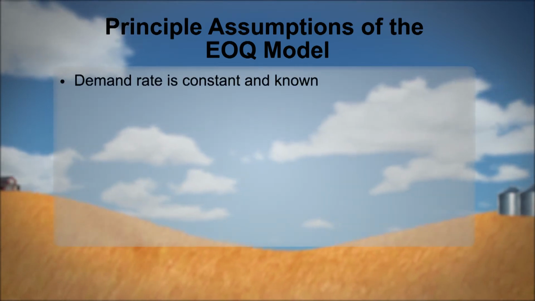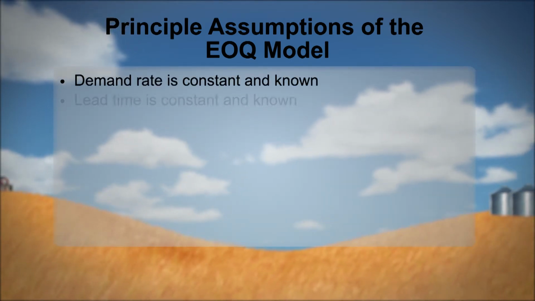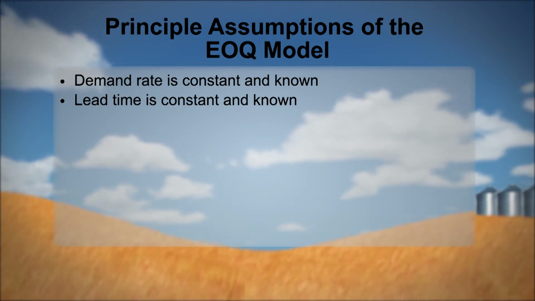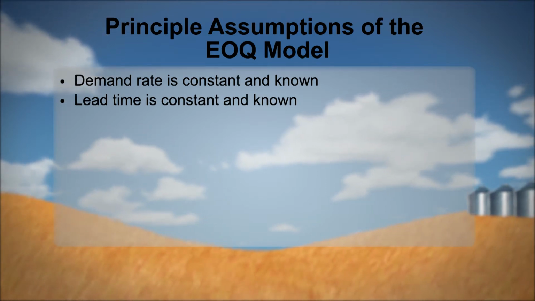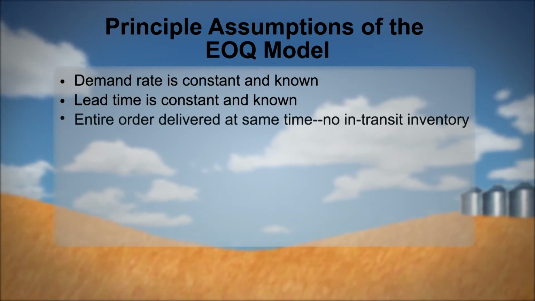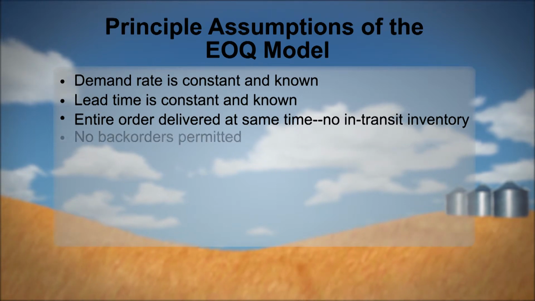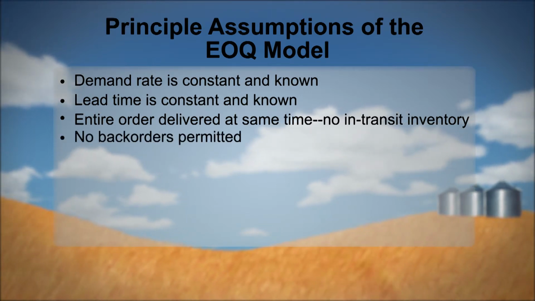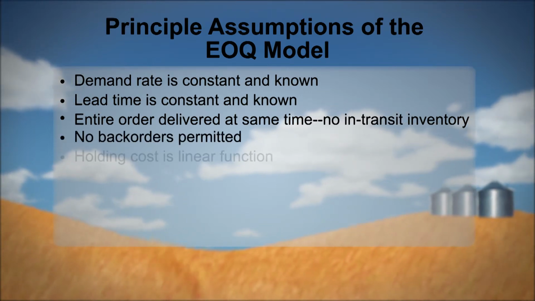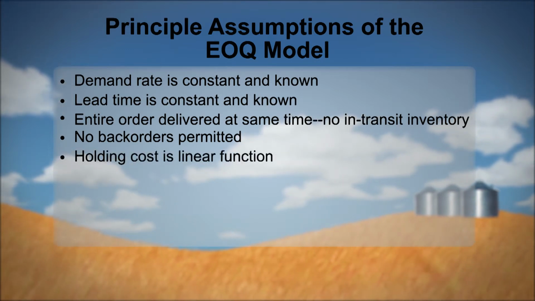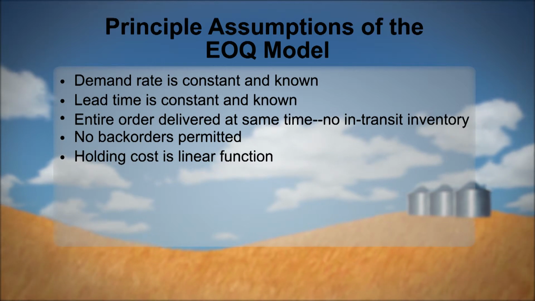First, we assume that our demand rate is constant and known, as is our lead time. If both these items are constant, all we have to do is hold cycle stock. We'll also assume that all orders will be delivered completely to the same location. No back orders will be permitted, as these result in additional handling costs. And while we know that holding costs are actually a step function, EOQ assumes the cost is linear.